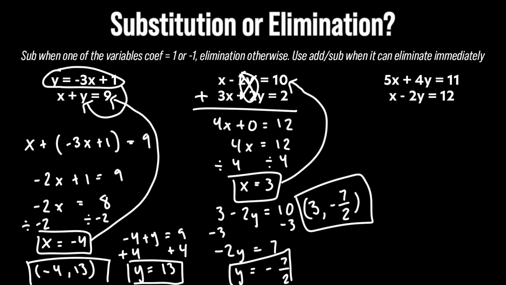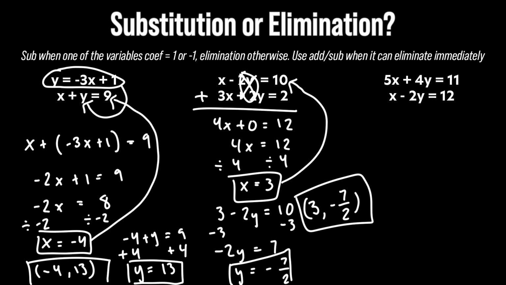How about this last one here? This last one, we see that the coefficient isn't 1 or -1. And also, we can't eliminate one of the variables immediately. So addition or subtraction is also out of the question. So that means we have to use elimination by multiplication.